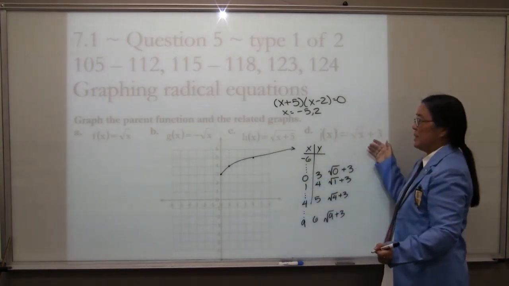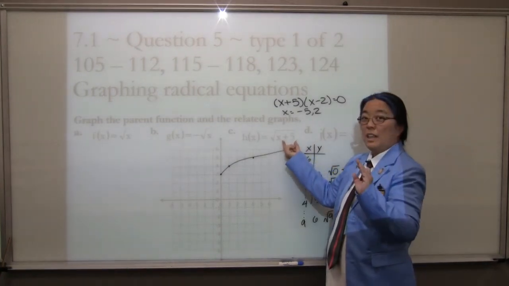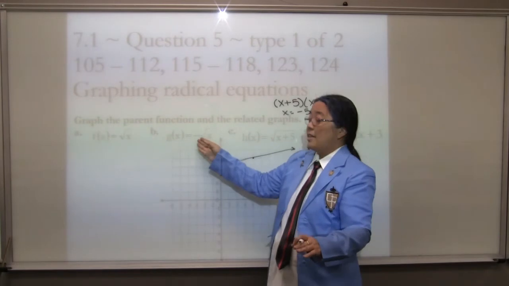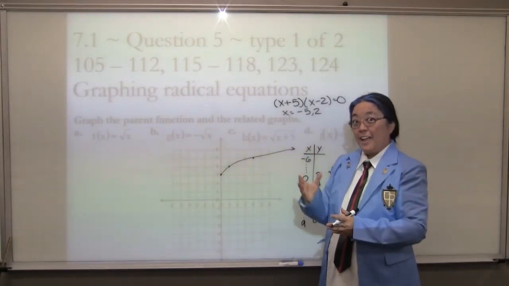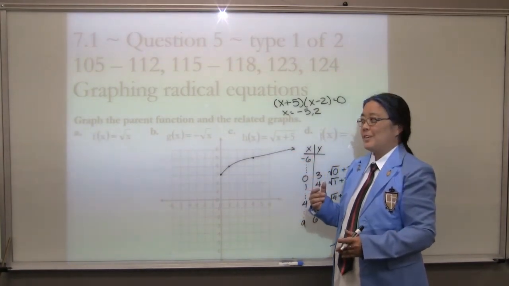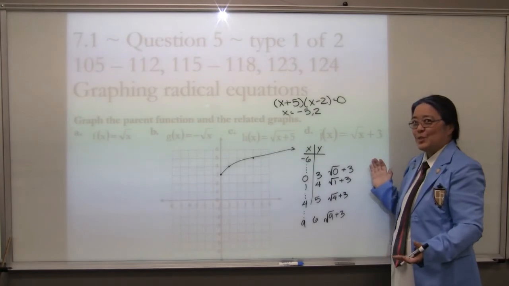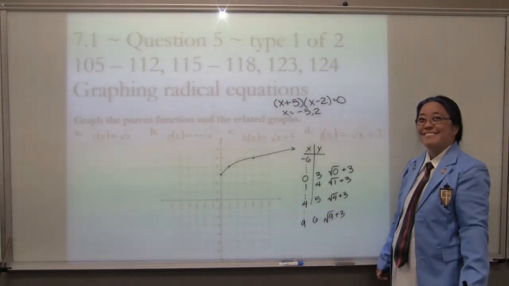So a +3, this moves it up 3. This moved it left 5. This flipped it upside down, which will be called, in 121, a reflection across the x-axis. Ooh. We're starting to pre-teach you chapter 2 in 121.